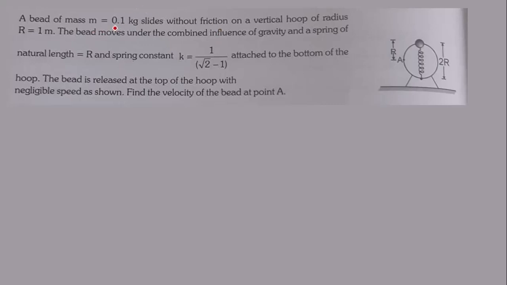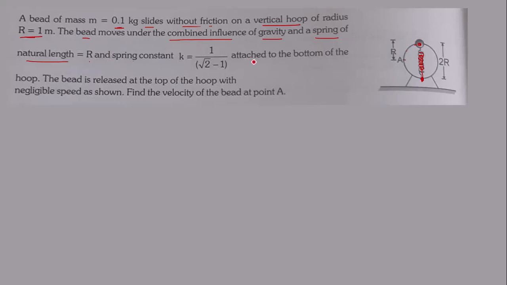There is a bead of mass 0.1 kg which can slide without friction on a vertical hoop of radius capital R. Inside that hoop, a small bead is placed, and it can slide along the hoop without friction. The bead moves under the combined influence of gravity and the spring of natural length R. So the bead is connected with the spring at the bottommost point. The bead can move with the combined action of the spring force as well as gravity. That means both are conservative in nature.